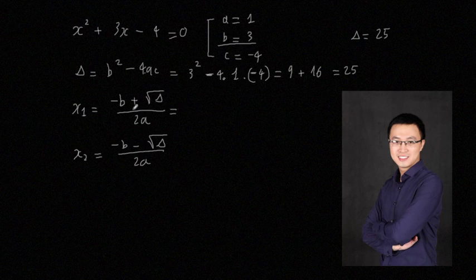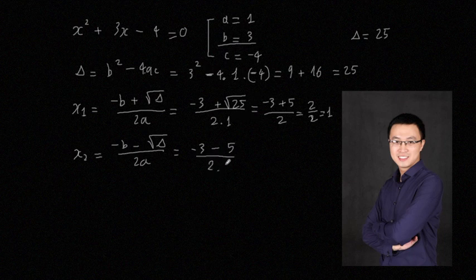Applying this to the equation, x1 will be negative b. Negative b is negative 3, plus the square root of delta, which is the square root of 25, divided by 2a, which is 2 times 1. You get negative 3 plus 5 divided by 2, and you get 2 over 2 equal to 1. The other one is negative 3 minus 5, because the square root of delta equals 5, divided by 2 times 1. Here is negative 8 divided by 2, so you get negative 4. In conclusion, x equals 1 or x equals negative 4.